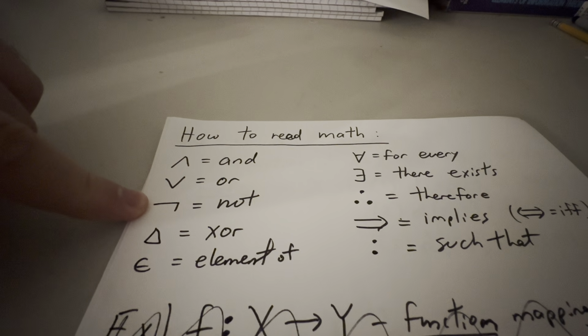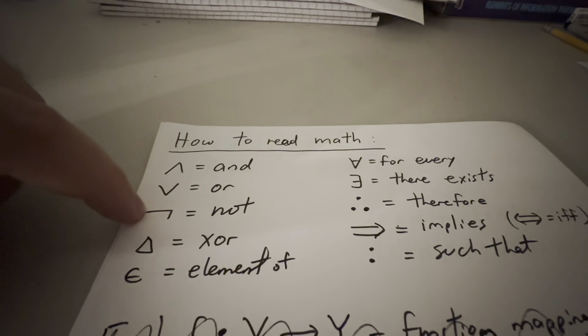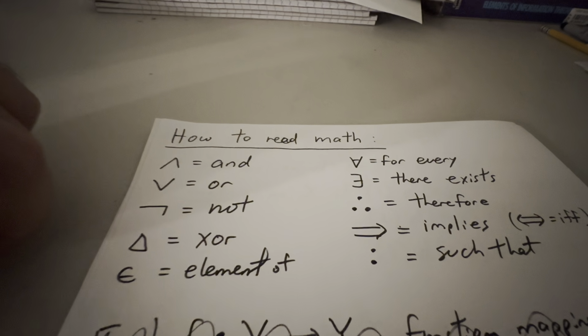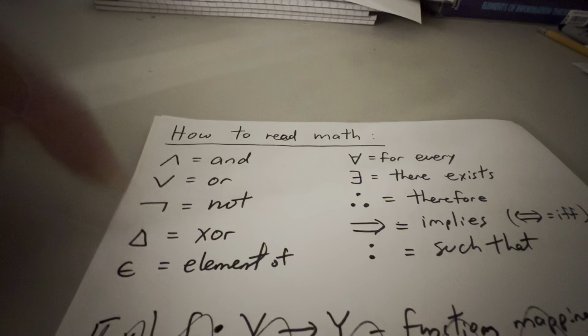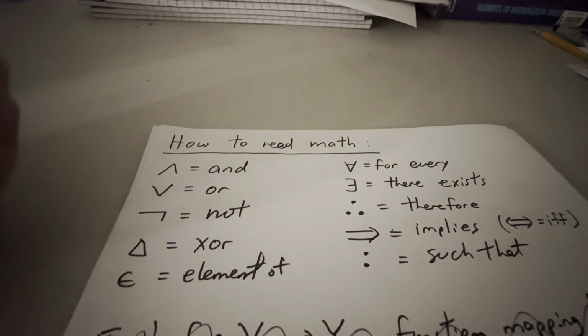So this symbol, I don't know how to describe it. I guess an L that's been tipped over usually means "not". So if you want to negate a statement like "it's snowing outside," you would put this in front of it, and then it would read "it's not snowing outside." That's all it really means.